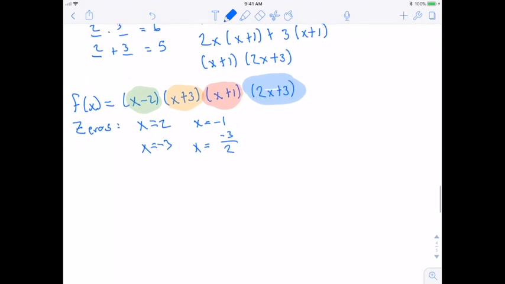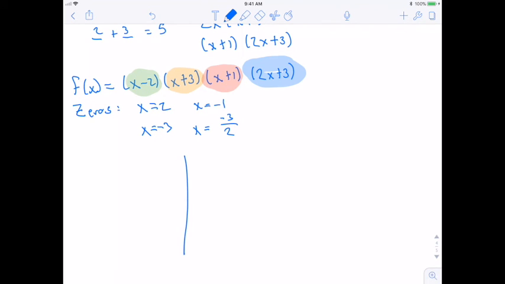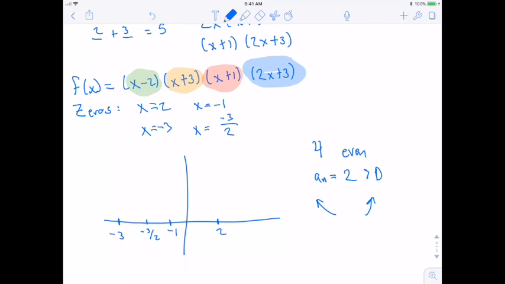So maybe we can just finish quickly by graphing this. This was a fourth power polynomial, so 4 is even. Our a_n was equal to 2, which is greater than 0. So that means it rises on the left and the right. And our zeros are negative 3, negative 3 halves, negative 1, and 2.